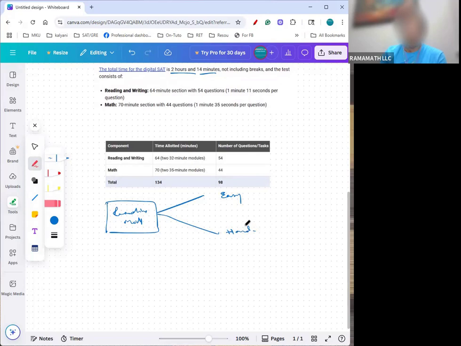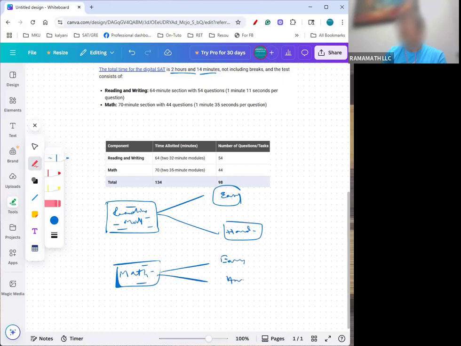Everybody understand? This is where the adaptive test comes into the picture. Based on how you do on this module, you will be placed on either the easy one or the hard one, and based on that you will be scored. Similarly for math: you get easy, medium, then hard questions, and based on how you do, the second module will be either easy or hard. What does that mean? It is important that you take the first module seriously.